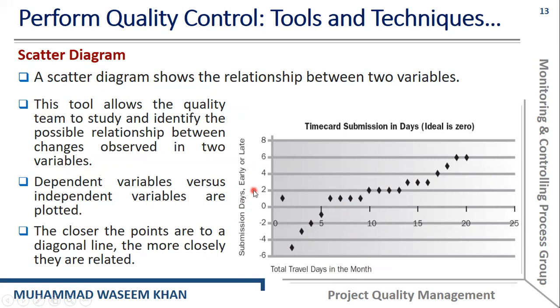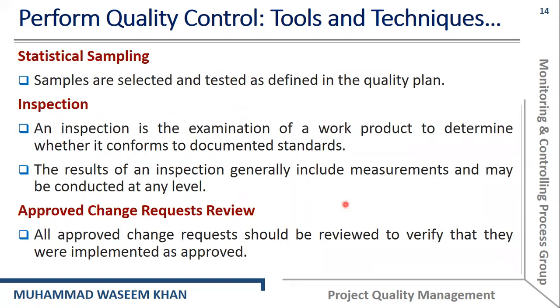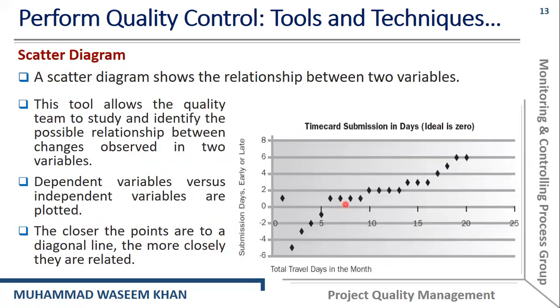will change. So we usually draw a straight line in this graph, and those points that are near this straight or diagonal line mean that the relationship of those variables is very strong. I have already discussed this scatter diagram in the previous lectures, so I'm not going to explain it in further detail. If you want to understand the scatter diagram, please visit the previous lectures.